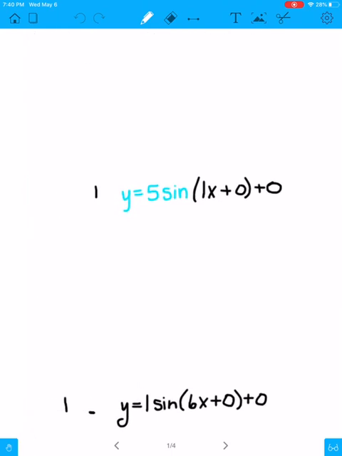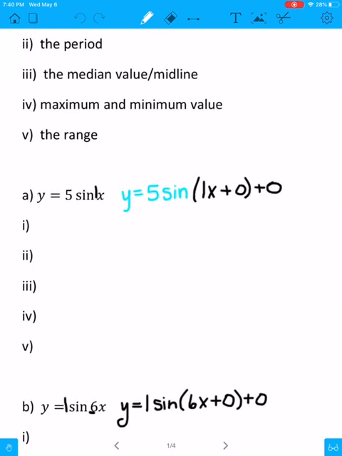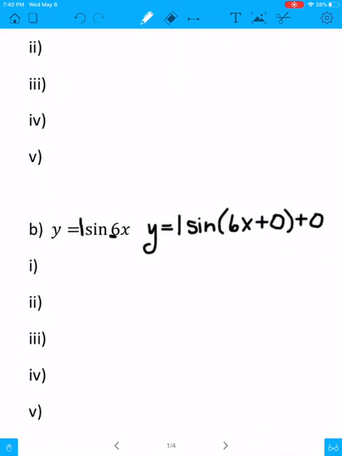So for 1, my A value is 5. So my amplitude is the absolute value of 5, which just turns 5 into a positive number, which it already is. So my amplitude is 5. Okay, let's go to B. My A value is 1. So my amplitude equals the absolute value of 1, which is 1.